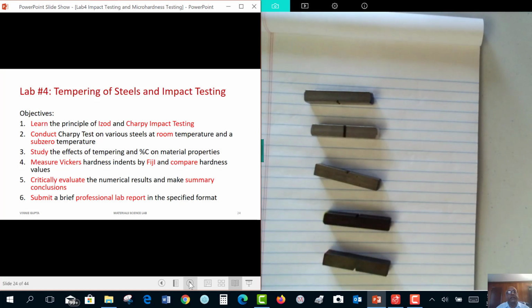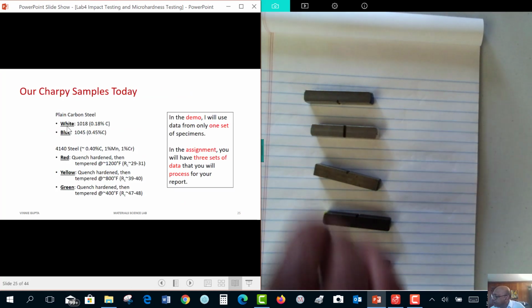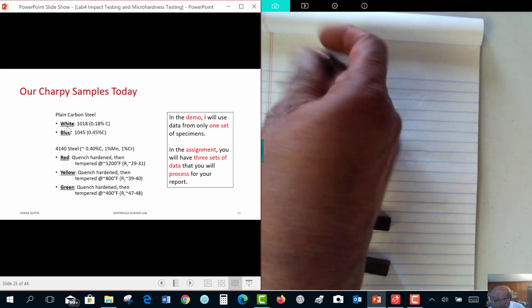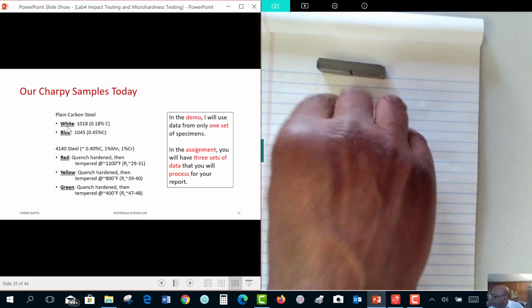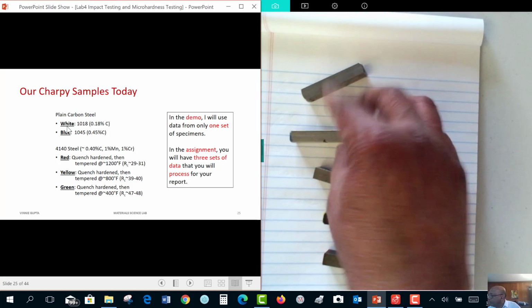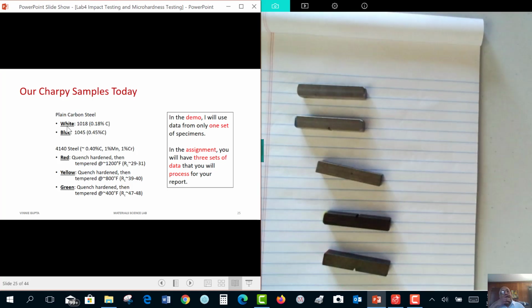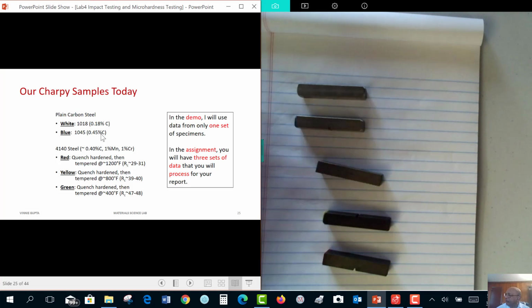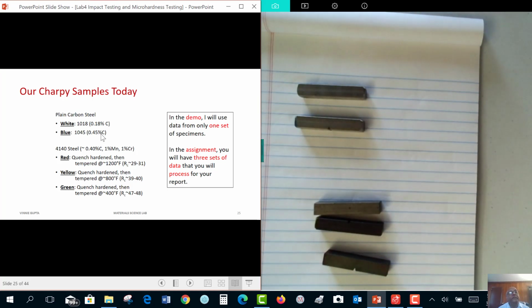So let's look at our specimens. So 5 specimens. I have a white, a blue, and a white specimen. So our white specimen is 0.18% carbon steel. Blue is 0.45% carbon steel. So here we want to see what is the effect of percent carbon. Then I have 3 more samples of 4140 steel.